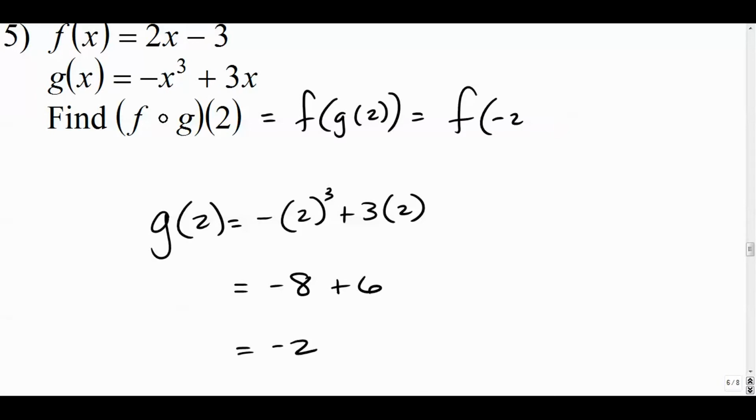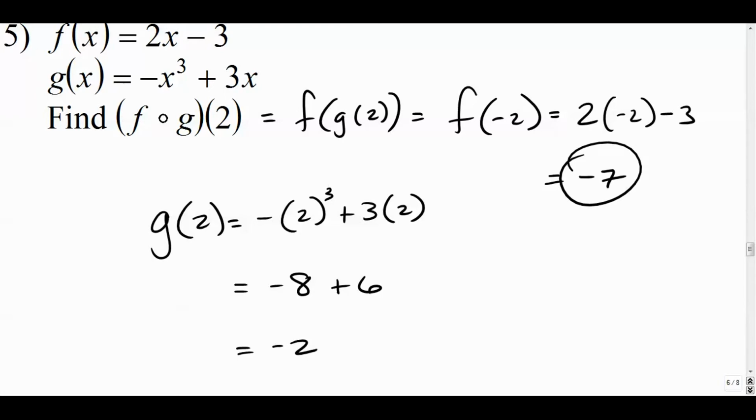So now I need to find f of negative 2. So f is 2 times x minus 3. So it's negative 7. So that's my final answer. That's f of g of 2.